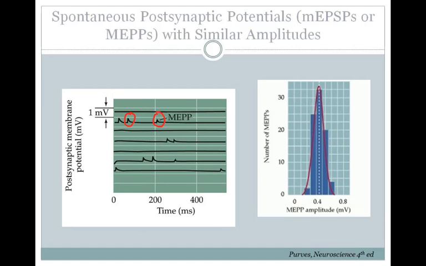So if you notice, they all have around the same amplitude, and it's quantified for you with this histogram here. The number of mini end plate potentials with a given amplitude, you can see most of the amplitudes of the minis are around 0.4 millivolts. The spontaneous release is caused by just spontaneous binding of calcium with synaptotagmin and the release of one vesicle. This also shows you that each vesicle is filled with about the same amount of neurotransmitter, so it'll cause about the same amount of depolarization on the postsynaptic membrane.